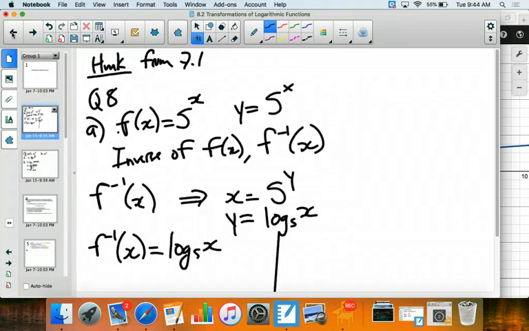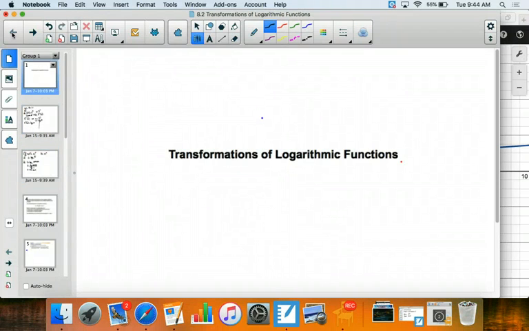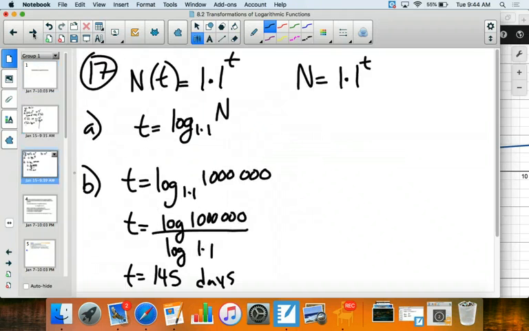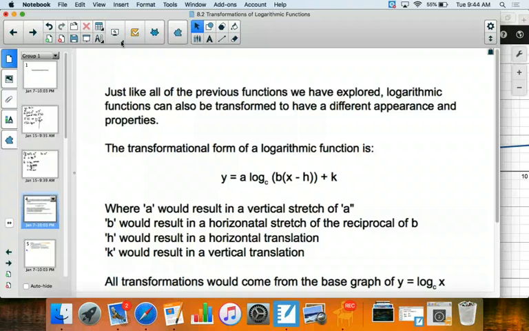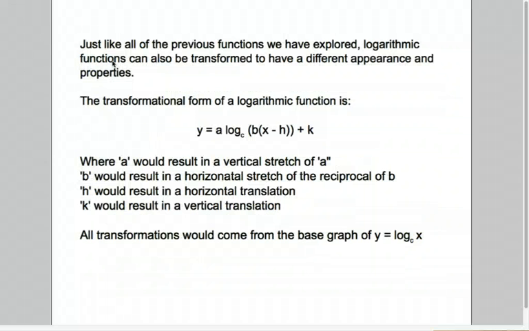All right, so for this one, we're going to do the transformations of the logarithmic functions. Those were the homework questions from last class. So we'll look at our logarithmic function transformations in this one. Again, just like every other function we've done, we start by looking at the function, we look at the key properties, then we start looking at those transformations that can be applied.